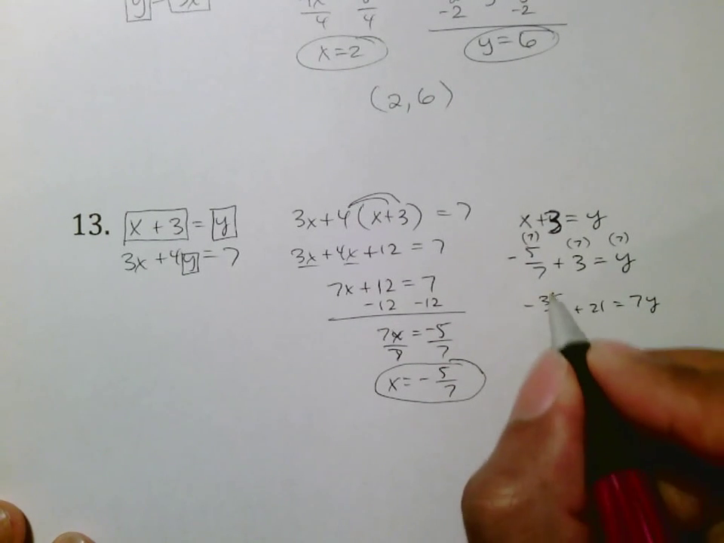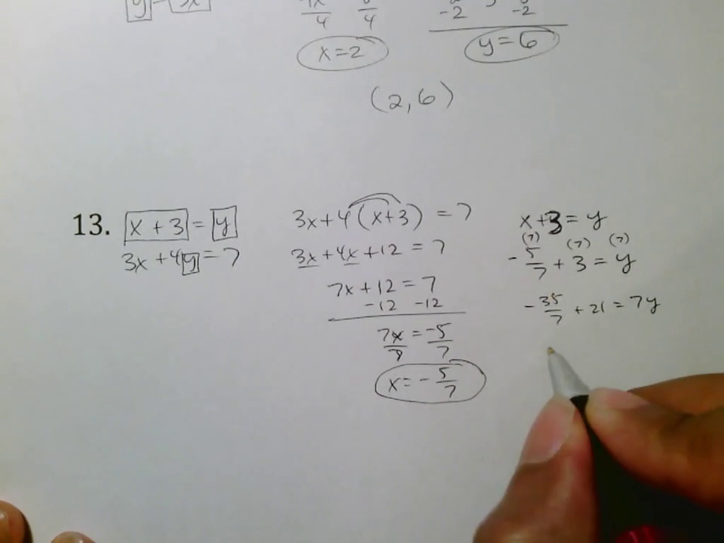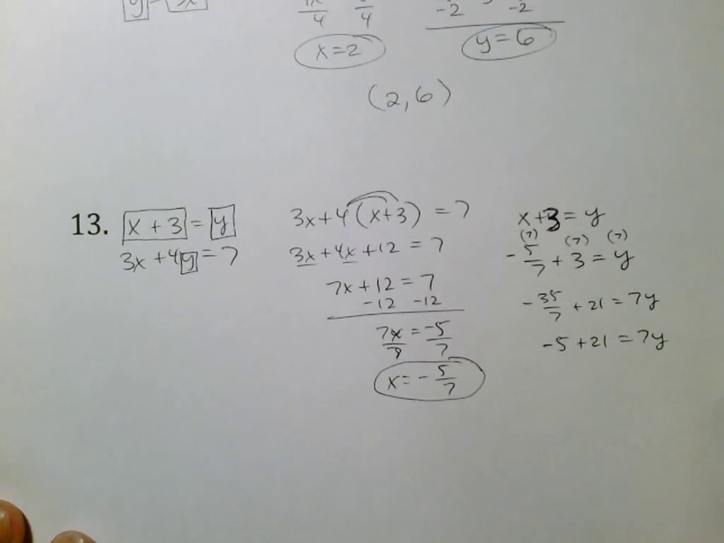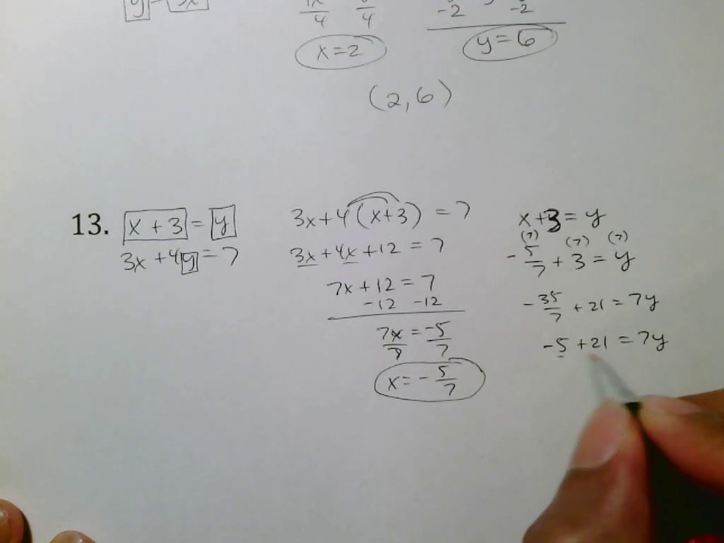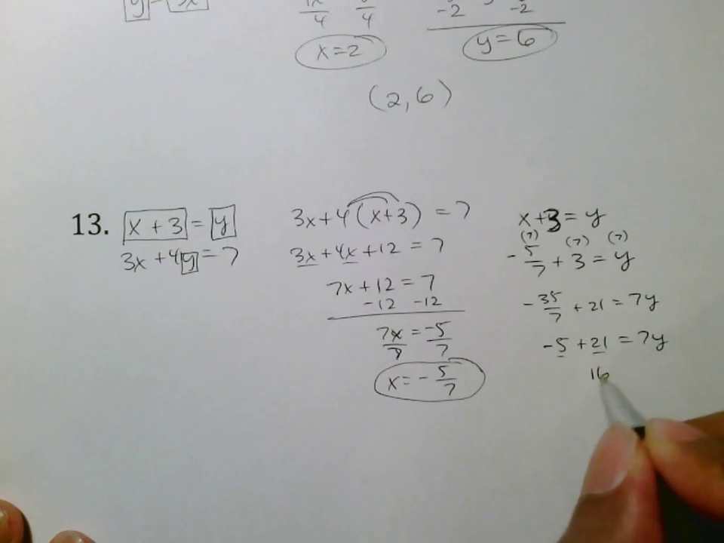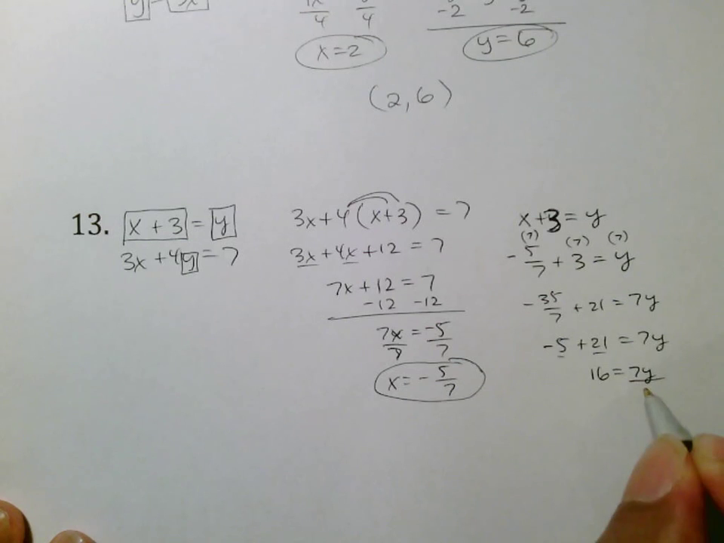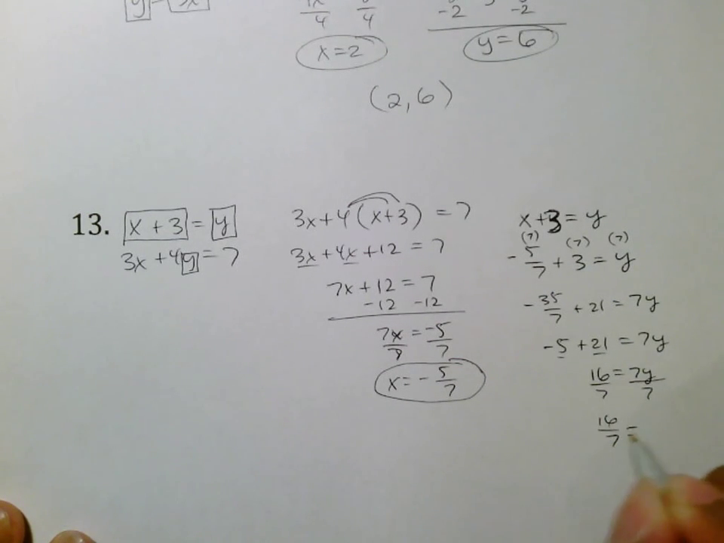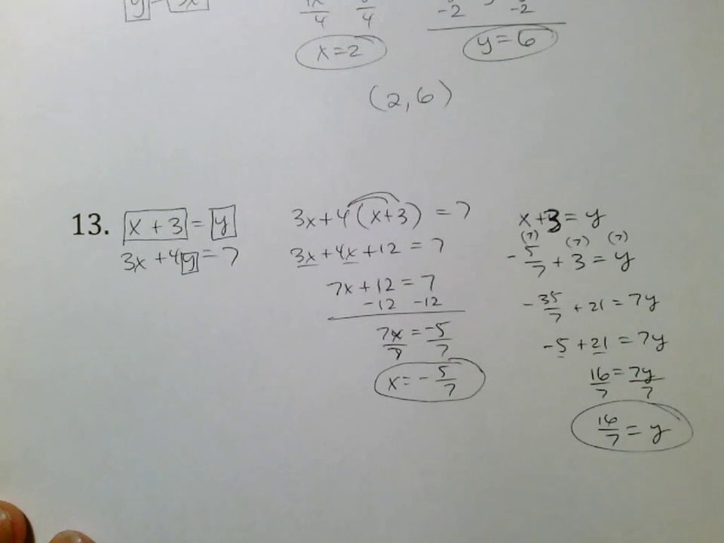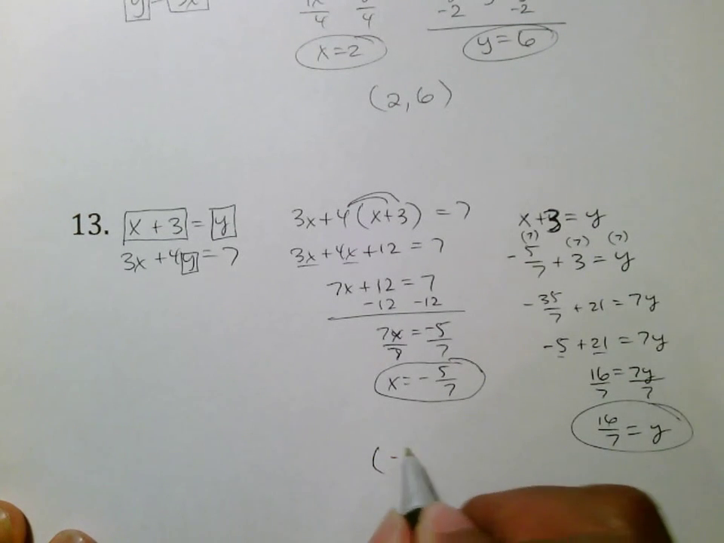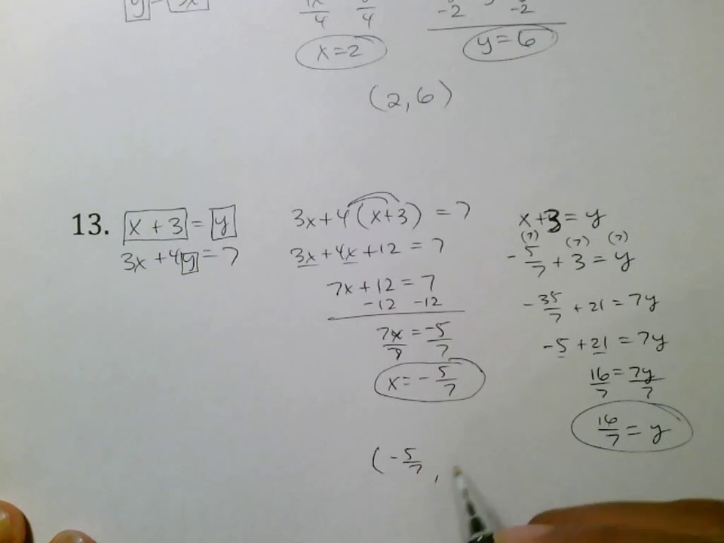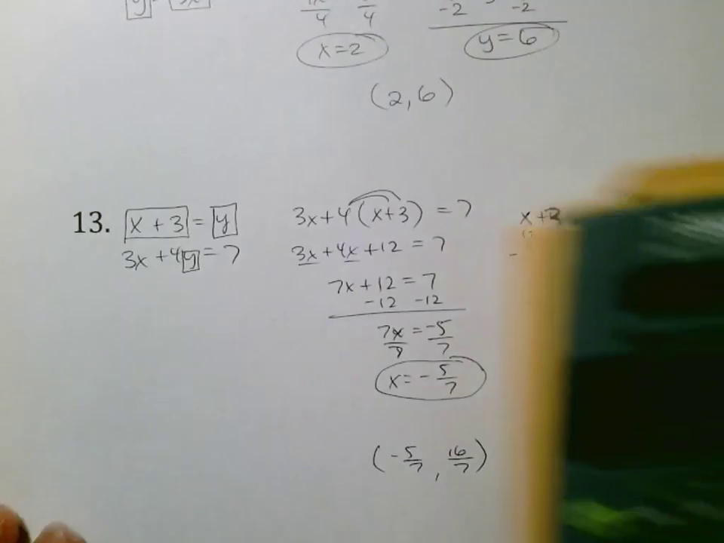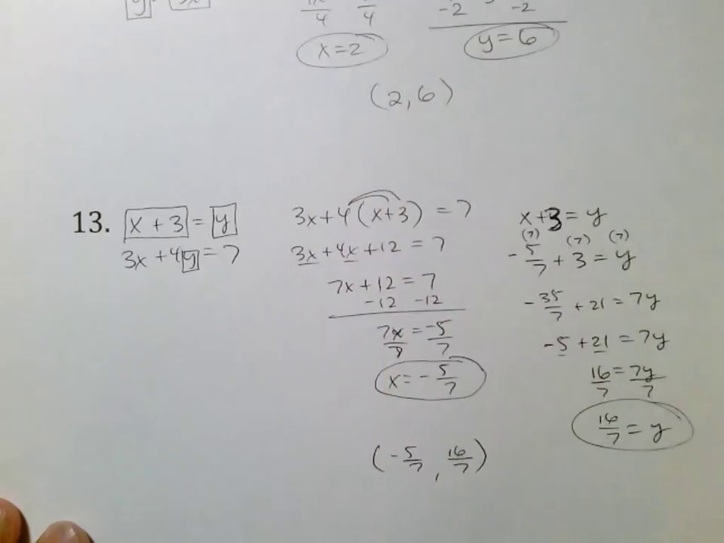Simplifying negative 35 over 7, if you remember, it always ends up being nice. That is negative 5 plus 21 equals 7y. Putting these two together, negative 5 plus 21 makes 16 equals 7y, and when I divide by 7, I get 16 over 7 equals y. That means that my ordered pair is negative 5 over 7, comma 16 over 7.